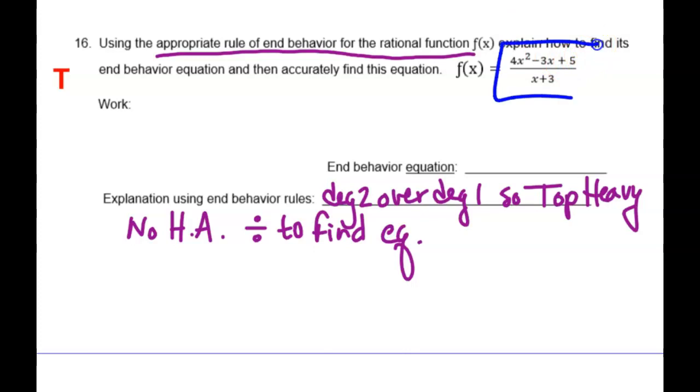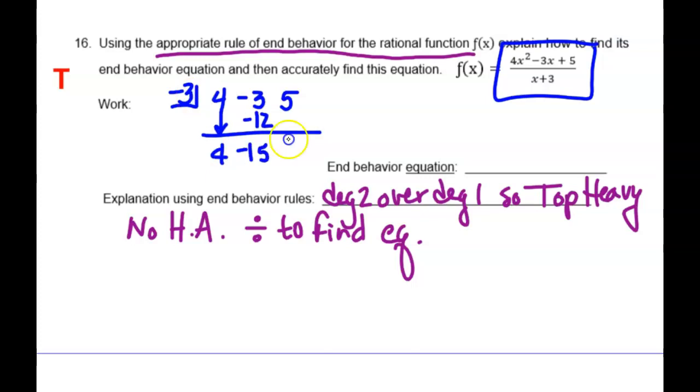Okay, so we have to divide this. What goes in the little box? Okay, the original version of the final, you had to remember to put a 0 in somewhere, but I might have been really nice this year and not made you put a 0 in. Bring down the 4. -12, add is -15, multiply is 45, add is 50. What is the equation of the end behavior?